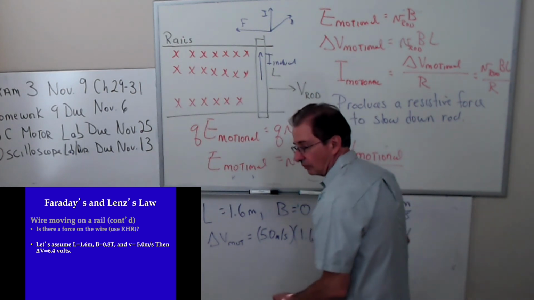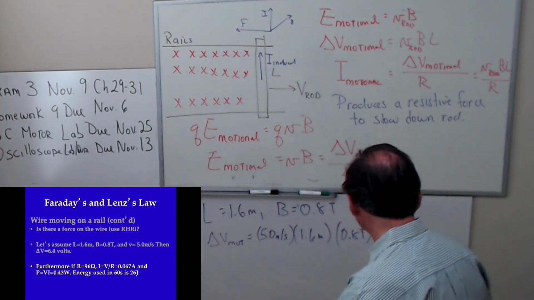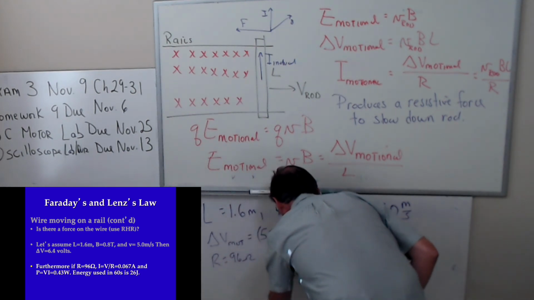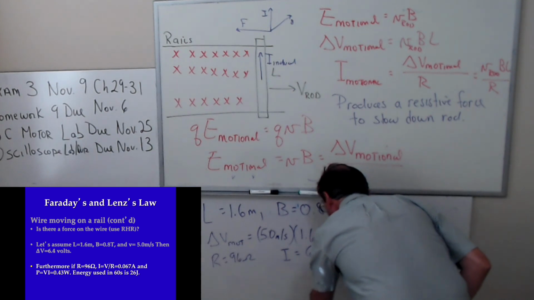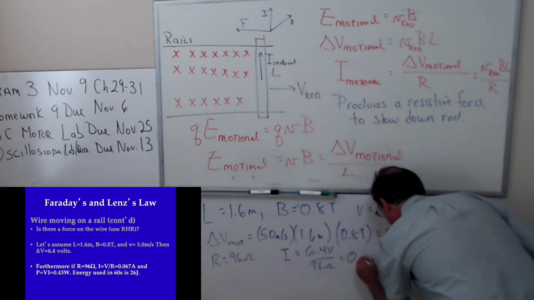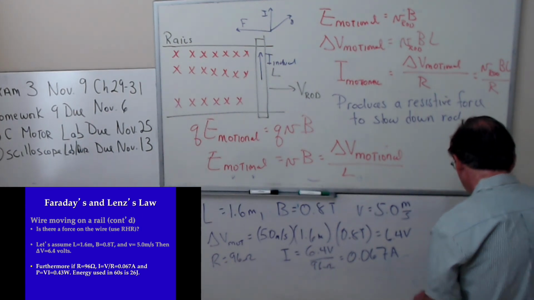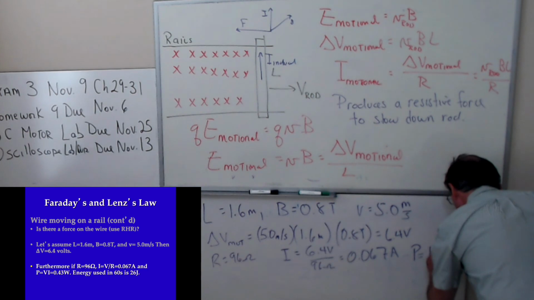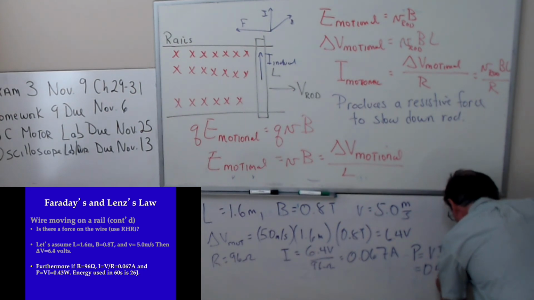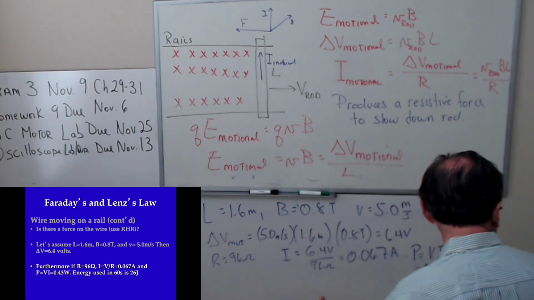The current, well, I need to know the resistance. If I want to know the current, I need to know the resistance. So let's say the resistance was 96 ohms. So that means I is going to be 6.4 volts over 96 ohms. And that comes out to be 0.067 amps. So the power ends up being 0.43 watts. Every minute you use up 26 joules.